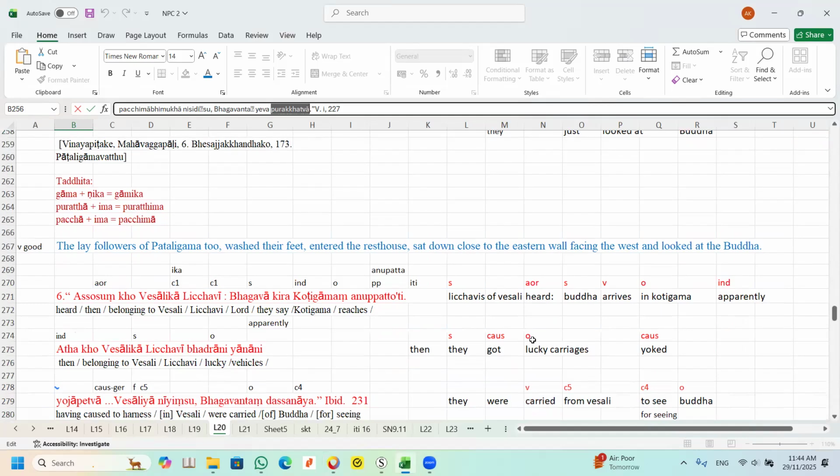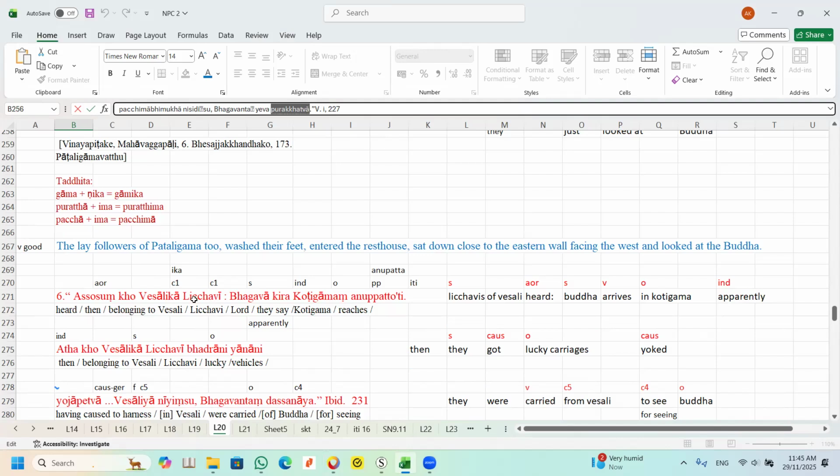Okay, we will move to number 6. Number 6. Can you see here? Apparently, a verb in front. Asosumko. You can see emphasis. No, this is emphasis. So technically, this word has come first. All right. Yeah. Asosumko. Now, this ika. This is secondary. Born in Vesali or belonging to Vesali.